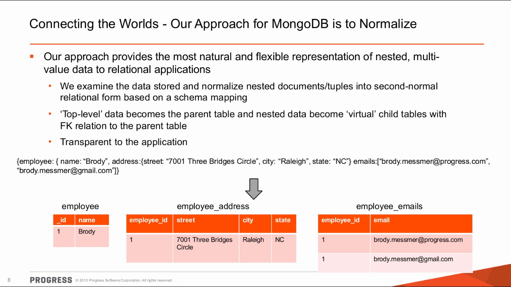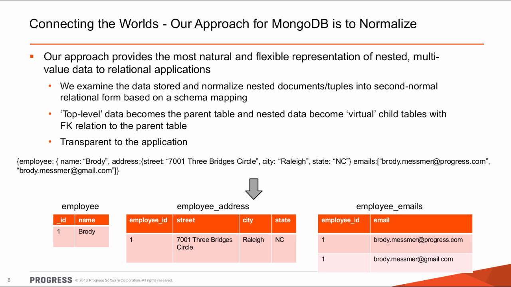Address, street, city, state, that nested portion of the JSON document, in this approach is mapped into a child table, or you can think of it as a virtual child table that represents that nested portion of the JSON document. And in this case, that is called employee address.